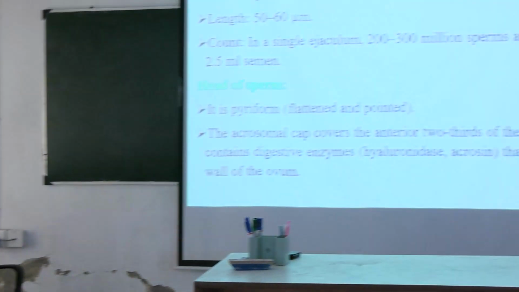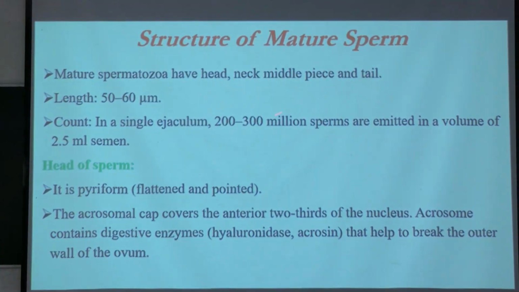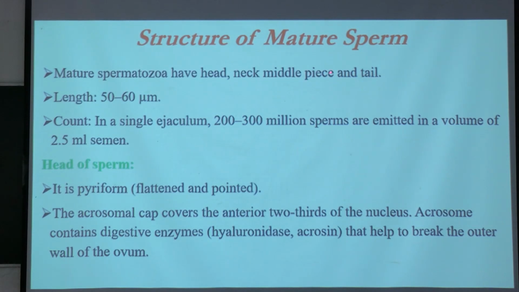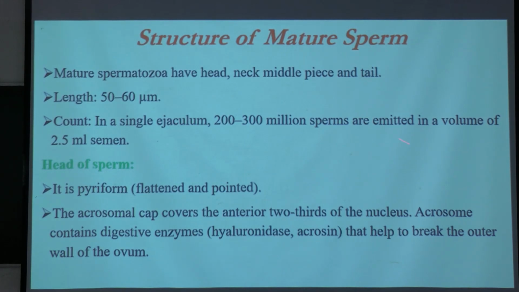Next we go to the structure of mature sperm. This can come as a short note. You also practice a schematic diagram of a mature sperm. Okay. So mature spermatozoa have a head, neck, middle piece and a tail. The length of a mature sperm is about 50 to 60 micrometers, and in a single ejaculate about 200 to 300 million sperms are emitted in a volume of 2.5 ml of semen.